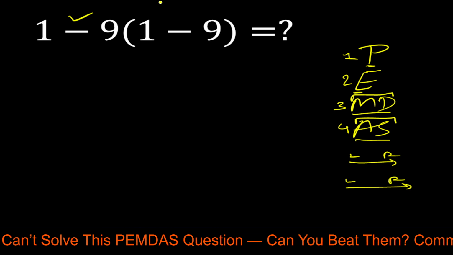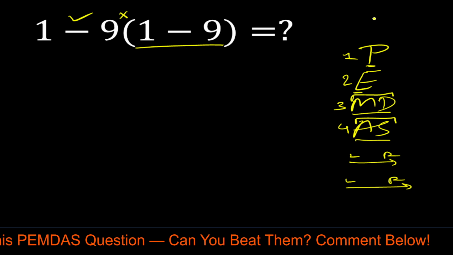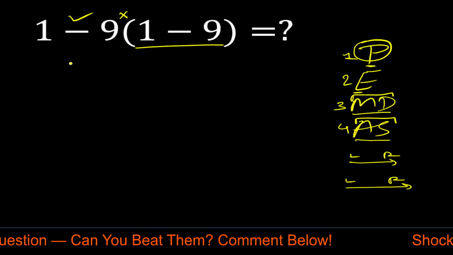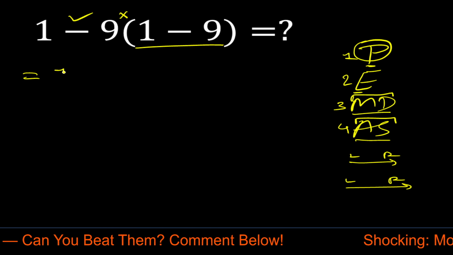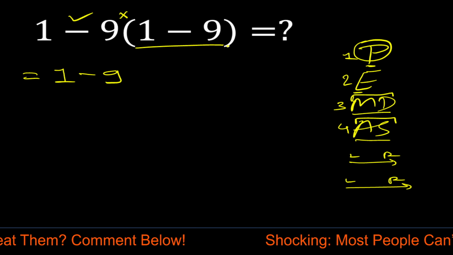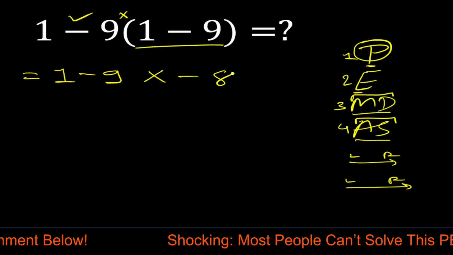So in this question here we have subtraction, here multiplication, and here parenthesis, right? So according to the PEMDAS rule, first we have to solve parenthesis. So now 1 minus 9. Now solve this parenthesis first. 1 minus 9 is equal to minus 8. So times minus 8, right?